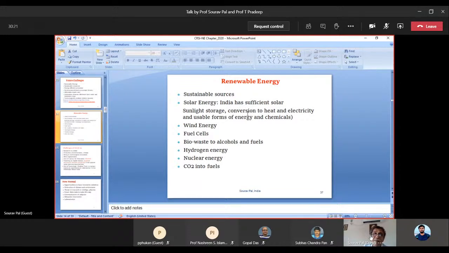So in many of these, chemistry will play a role, but one has to understand that chemistry alone cannot change the entire spectrum. Chemistry with engineering, chemistry with physics, and other subjects can only help.